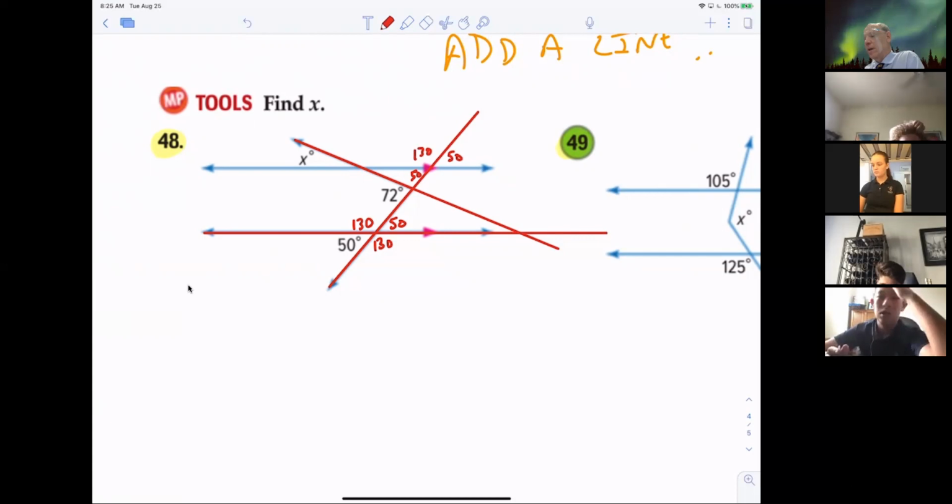Now, if that's 72, we know that this angle is the same as this angle, right? So what do I do? Can someone tell me what to do now? What are you thinking? So I know this is 130. I know this is x, which is the same as this, but I'm still not quite there. Now, does everybody agree this has to be 108 right here, right?